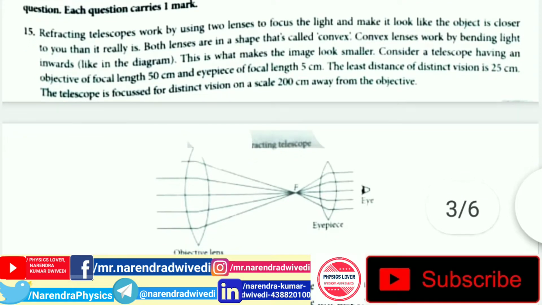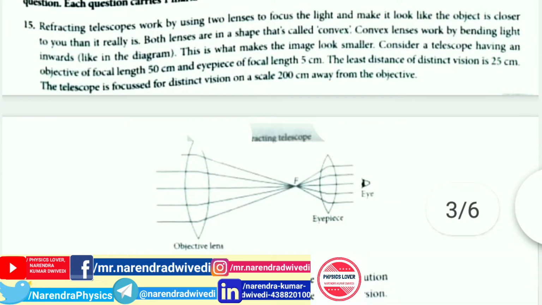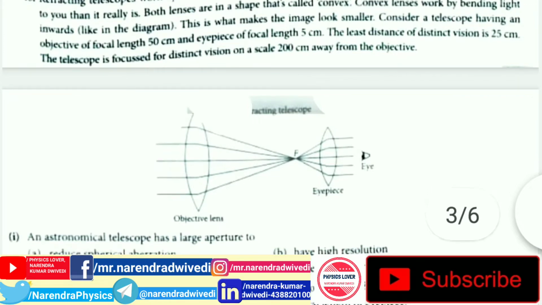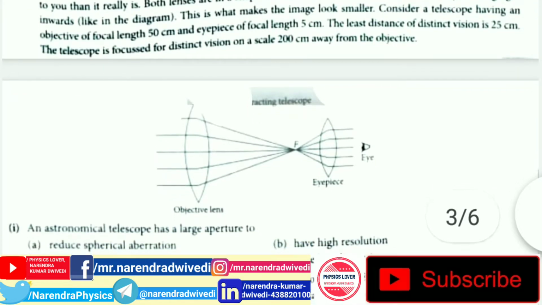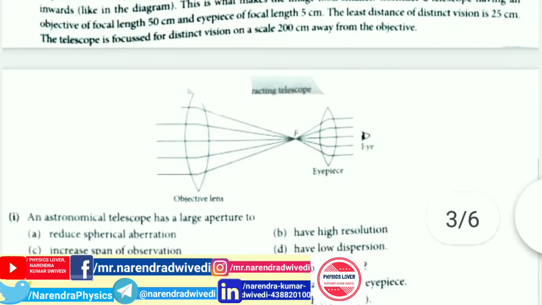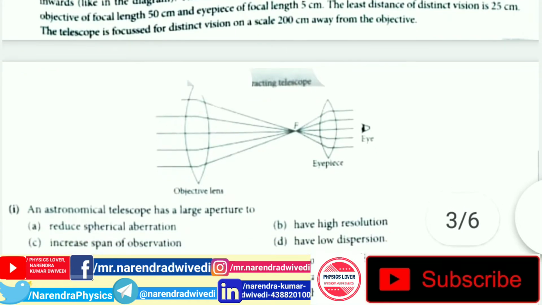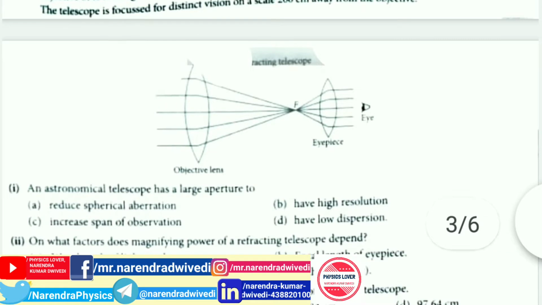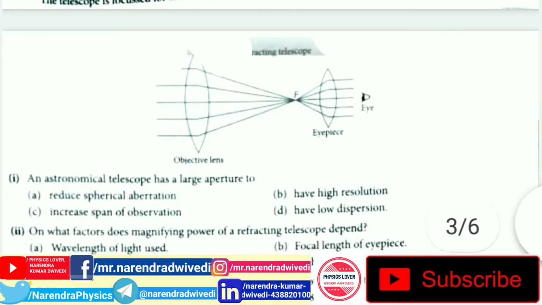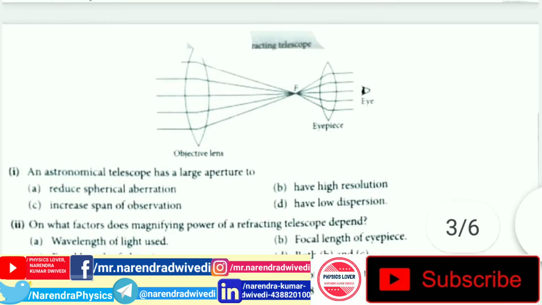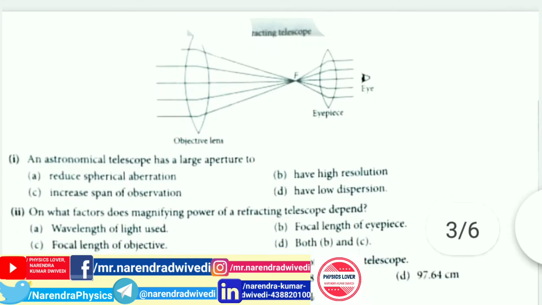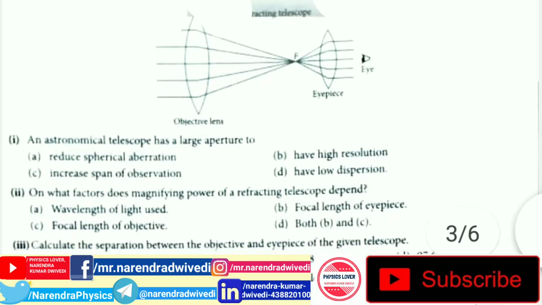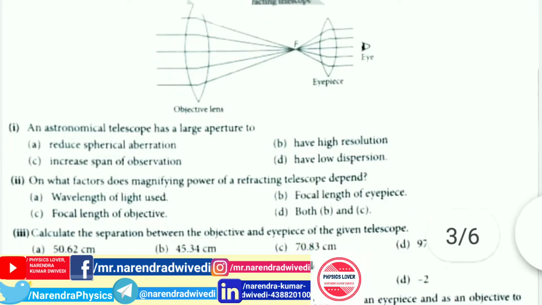Consider a telescope having an objective of focal length 50 cm and eyepiece of focal length 5 cm. The least distance of distinct vision is 25 cm. The telescope is focused for distinct vision on a scale 200 cm away from the objective. An astronomical telescope has a large aperture to: option A, reduce spherical aberration; B, have high resolution; C, increase span of observation; D, have low dispersion.